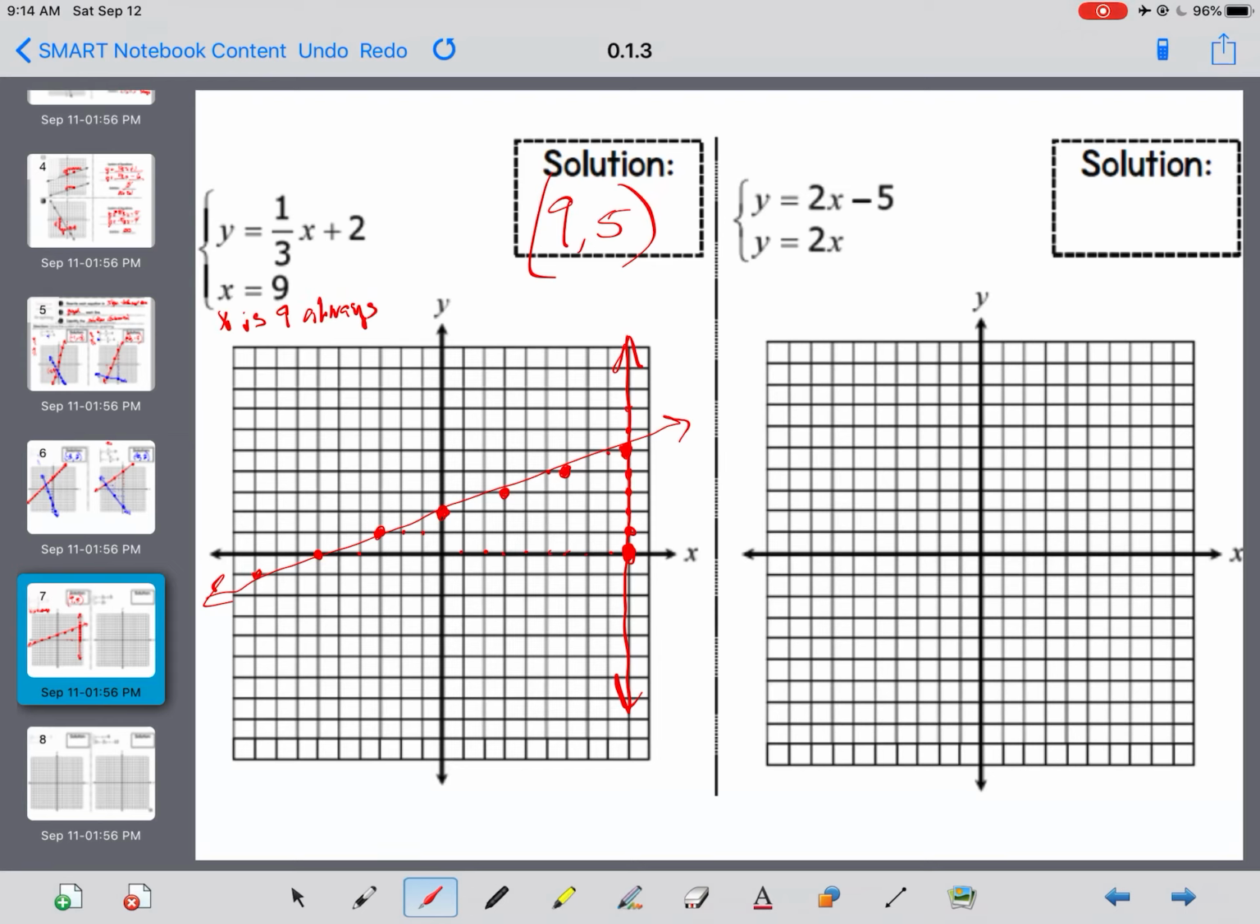Let's look at the next one. Oh, I did them both the same color. You get it. All right, these have the same slope. Look at that. And they have different y-intercepts. I already know that. There is no solution. But let's graph it just to make sure. So negative 5. 1, 2, 3, 4, 5. Up 2 over 1. Up 2 over 1. Up 2 over 1. Up 2 over 1. So it's this line right here.